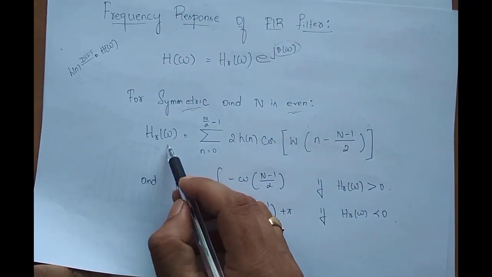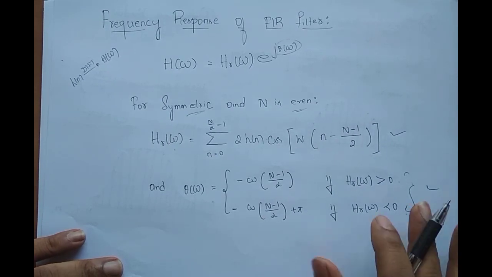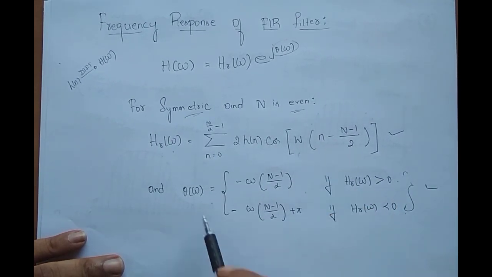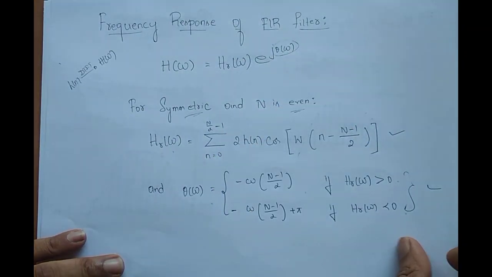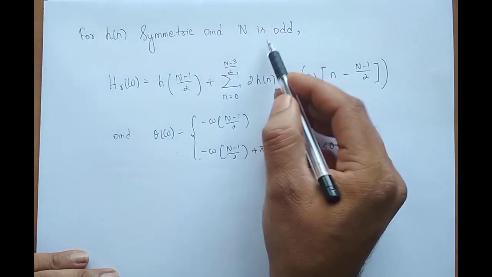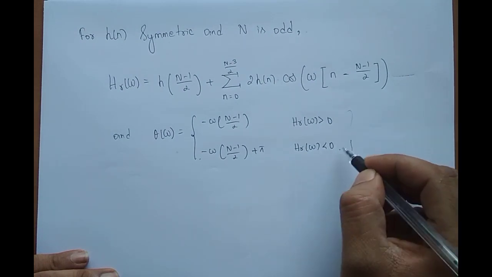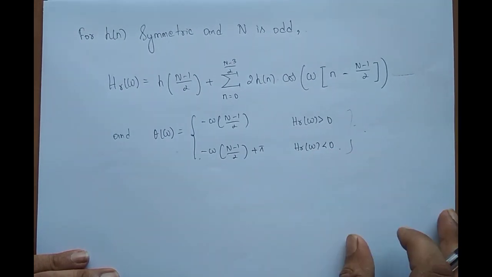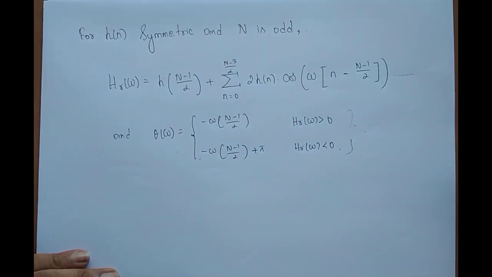So H_R of omega is given by something like this and theta of omega is given by something like this. When you get these two equations, ultimately you have to represent this in terms of H_R of omega into e power j theta of omega. Similarly for h of n symmetric and N odd, we have H_R of omega like this and theta of omega, which is related to phase, like this. You have to remember these equations because we need them to design an FIR filter.